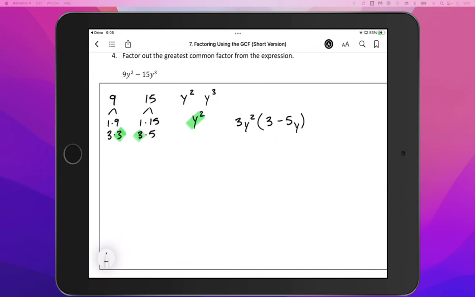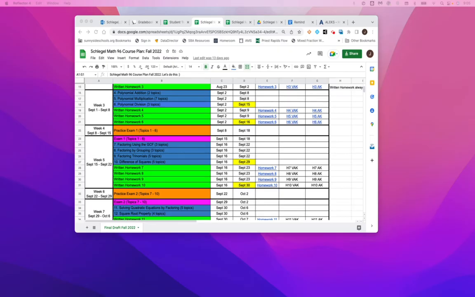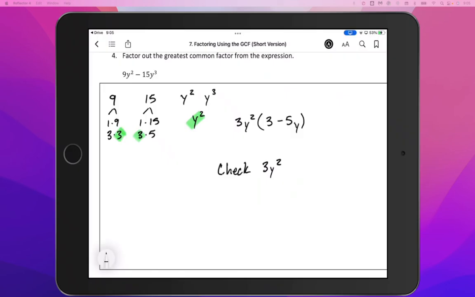And again, we can check, as we did in the last problem. 3y to the power of 2. I don't know why it keeps doing that. That's so annoying. Okay, you got it back.